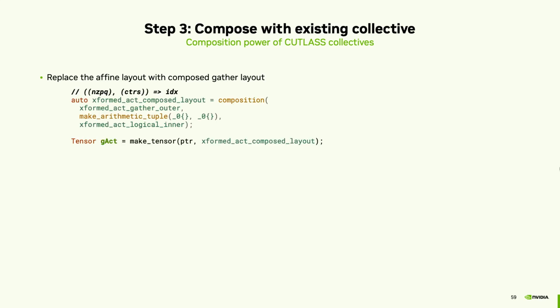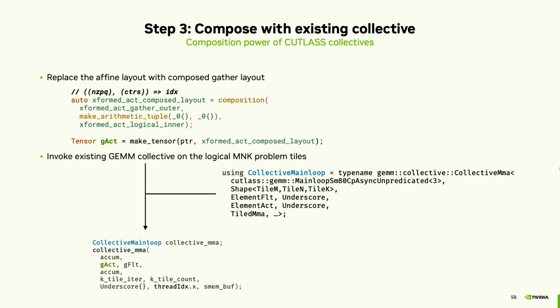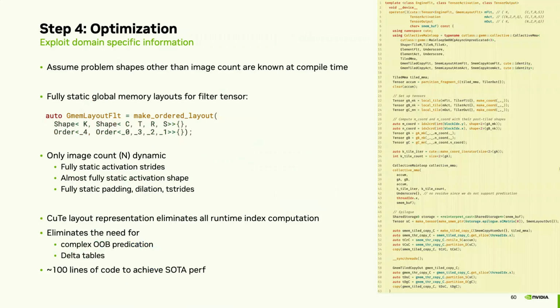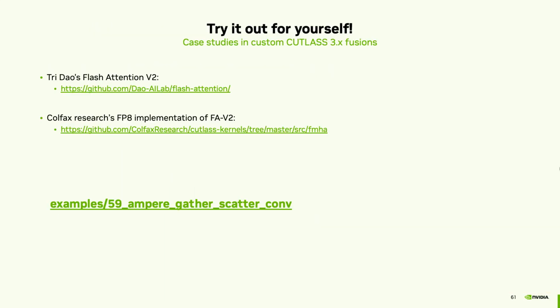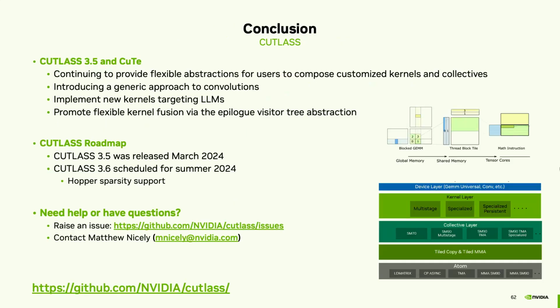Once I've represented my tensor like this, all I have to do is dispatch to the exact same collective. Not a single line of code changed within the pre-tuned CUTLASS recipe. And that's the entire kernel code over here represented within 63 lines that achieves peak performance on Ampere hardware. Awesome. You can try this in example 59 in CUTLASS 3.5, but there are some other excellent examples of custom kernels written using CUTLASS, including Tri Dao's FlashAttention v2 and Colfax's extension to it to adopt FlashAttention FP8.